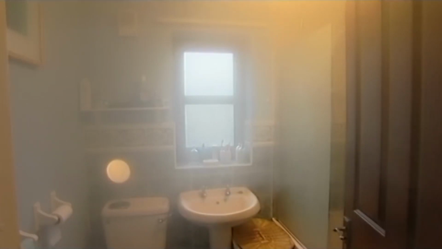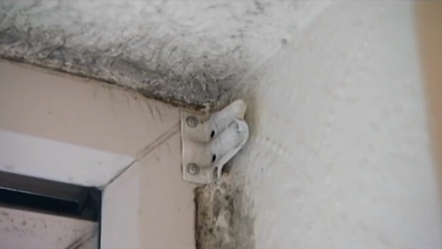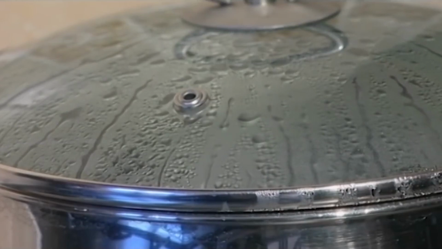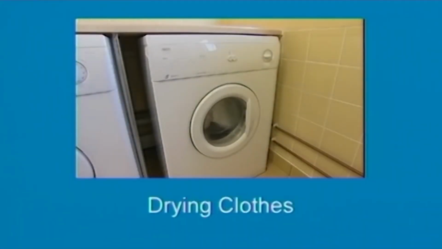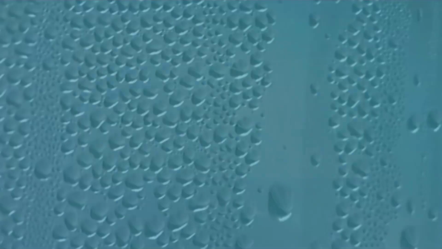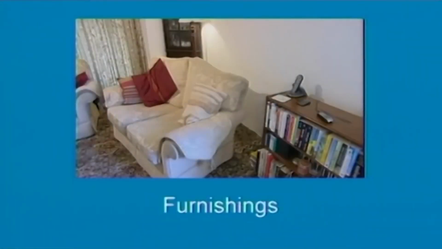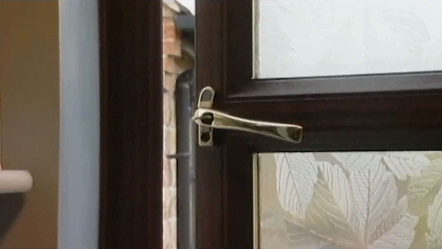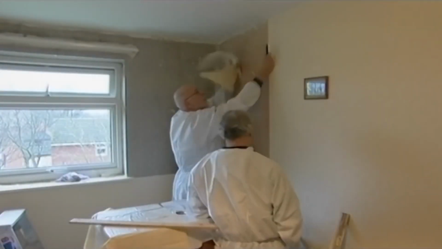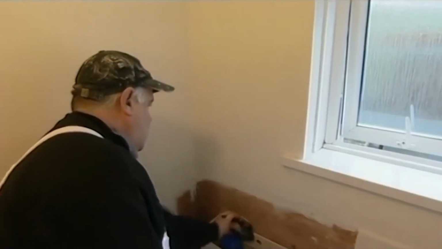We've made this film to show what causes these common problems and what you can do to help prevent them. The film lasts about 7 minutes and covers the following: what causes condensation, how to prevent condensation when cooking, when drying clothes, when bathing, and some important considerations such as fans, furnishings and heating and ventilation. We also explain what SW9 will do to solve condensation and mould problems, and who to contact for advice.